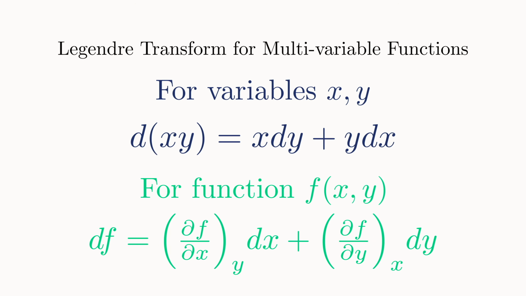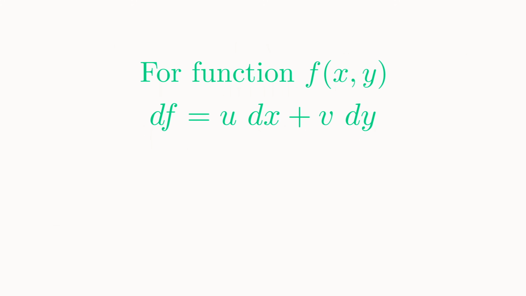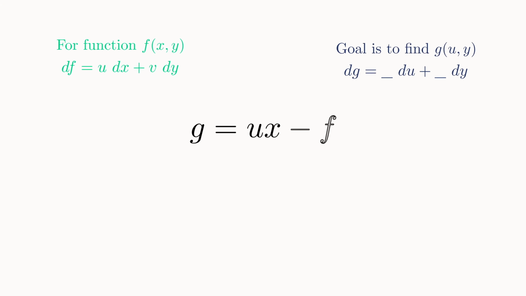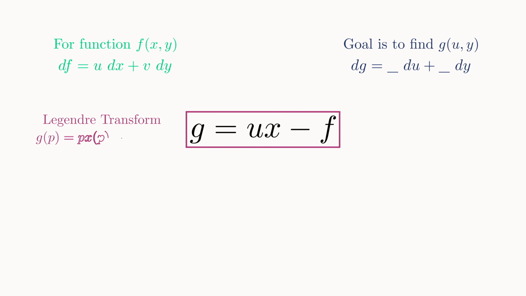We can write this in a nicer form if we call the first one u and the second one v. Now what we'd like to do is to see if it would be possible to construct a new function g that instead of depending on x and y, it rather depends on u and y. So its differential will be something times du plus something times dy. And in order to find this, the trick is simply to subtract f from u times x, which is really just the definition of the Legendre transform we found earlier.